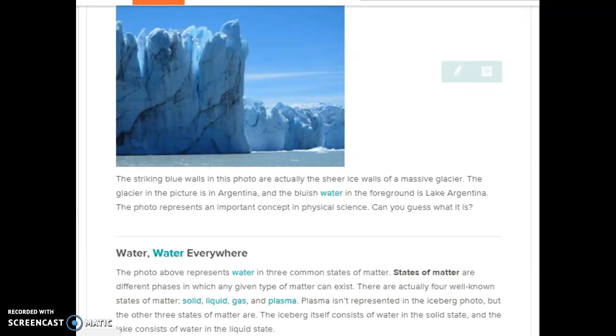So let's go back and reread what we need to take away from this passage. The states of matter are different phases in which any given type of matter can exist. There are actually four well-known states of matter: solid, liquid, gas, and plasma. Once again, looking back at our visual of the iceberg, we can see we have a solid, which is the ice, the liquid, which is the lake, and we can visualize some gas coming off of it.